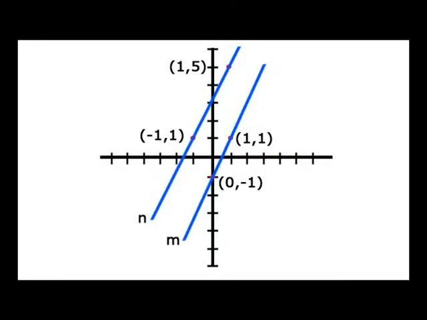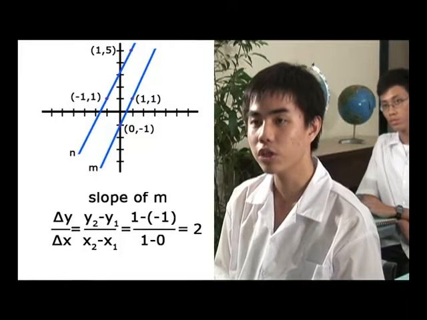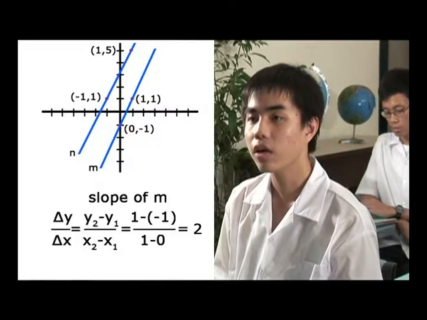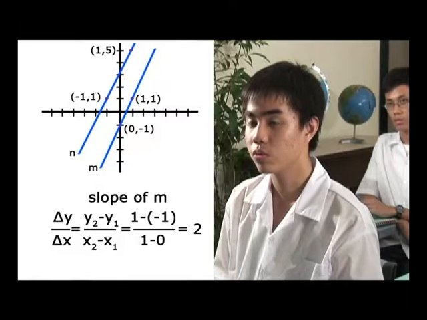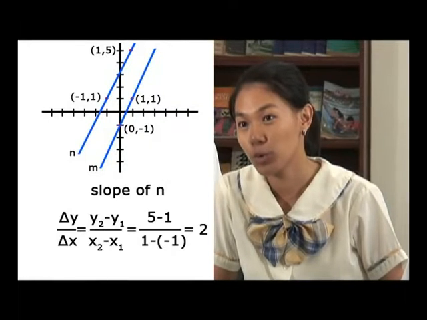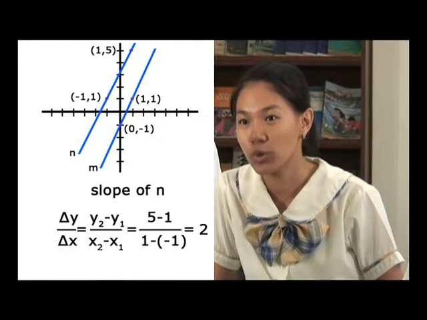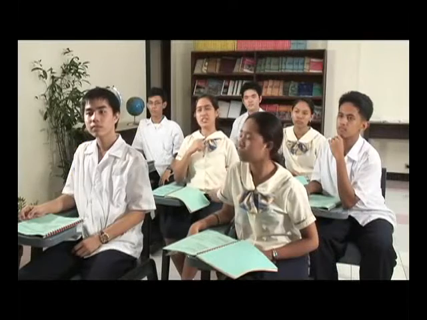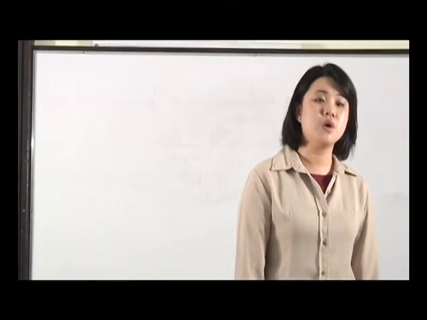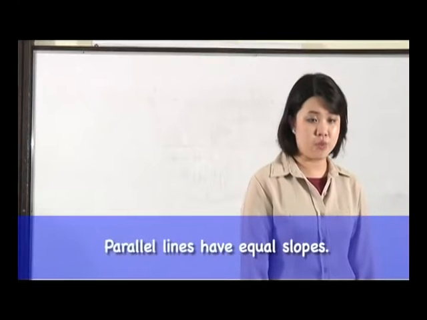Okay, now let's see if you're right. Can you help me find the slopes of these parallel lines? Line M passes through the points (0, -1) and (1, 1), so the slope is 2. Line N contains the 2 points (-1, 1) and (1, 5). So the slope is also 2. I was right. The slopes are indeed equal. Yes, you are right. So now, we know that parallel lines have equal slopes.